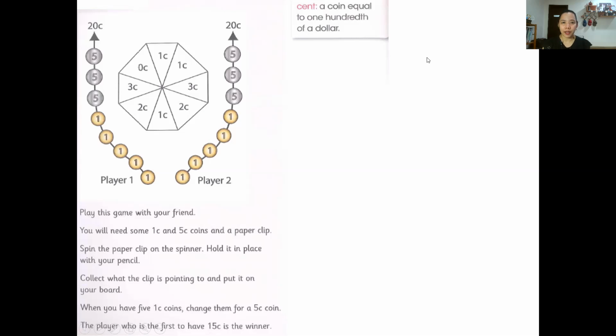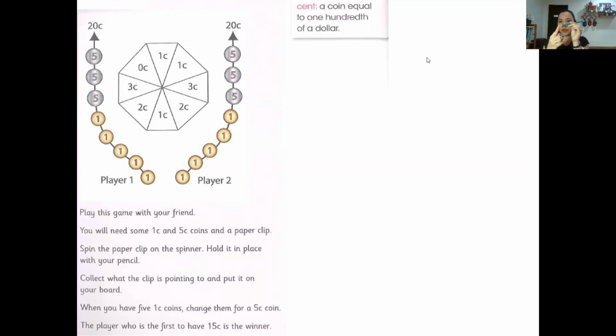But before we play, let me tell you that a cent is a coin equal to 1/100 of a dollar. So let's go to Let's Investigate. You will be needing 1 cent. So you can cut a circle like this, and write 1 cent. You can do it like this for the game. And you'll be needing some 5 cents as well. In the 5 cents, you can cut a circle bigger than the 1 cent and then write 5 cents.